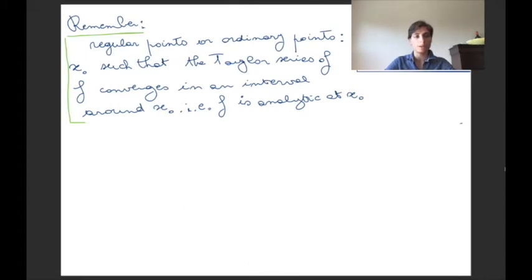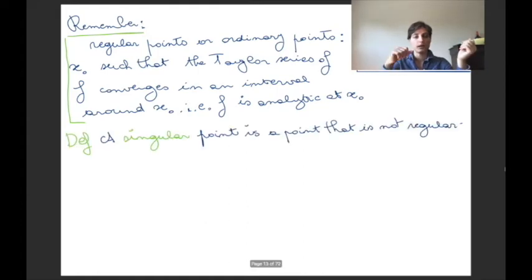We want to remember that the regular point or ordinary point of a function f is a point x0 such that the Taylor series of f converges in an interval around x0. So f is analytic at x0. A singular point is a point that is not regular.